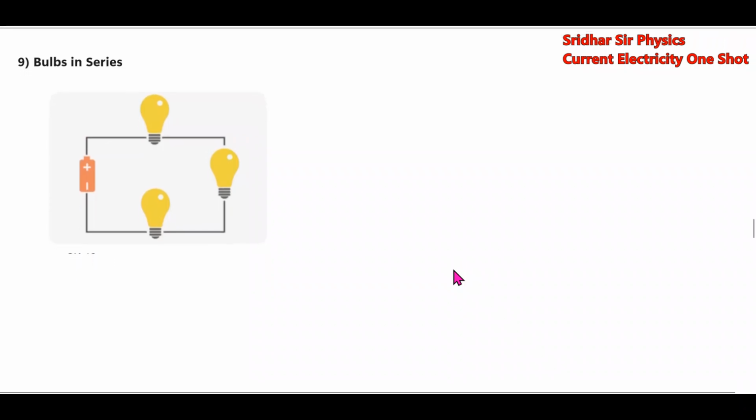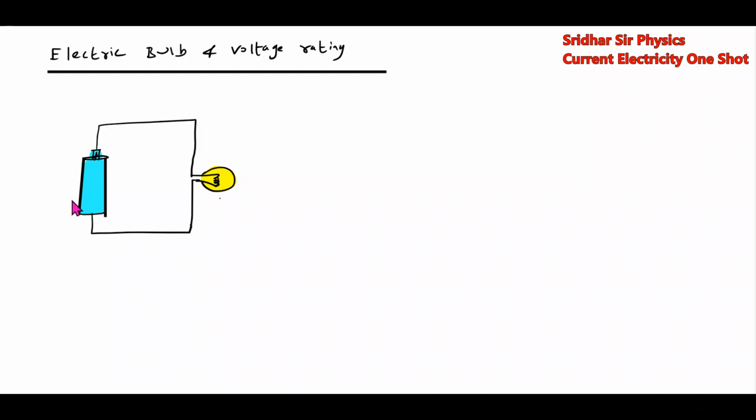We take the next topic, bulbs in series and parallel. These are the two bulbs. This is a cell which will supply the energy, and this is a bulb which has a power rating and also a voltage rating. Directly we'll take the problem. The power rating of the bulb is say 10 watt, and the voltage rating is say 200 volt. What is the power rating? It is the maximum power it can dissipate, and the voltage rating of 200 volt is the maximum voltage it can withstand. With this, we can calculate the resistance.